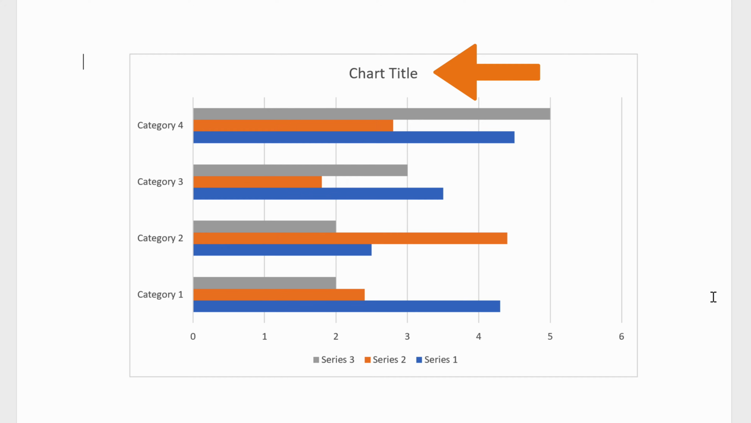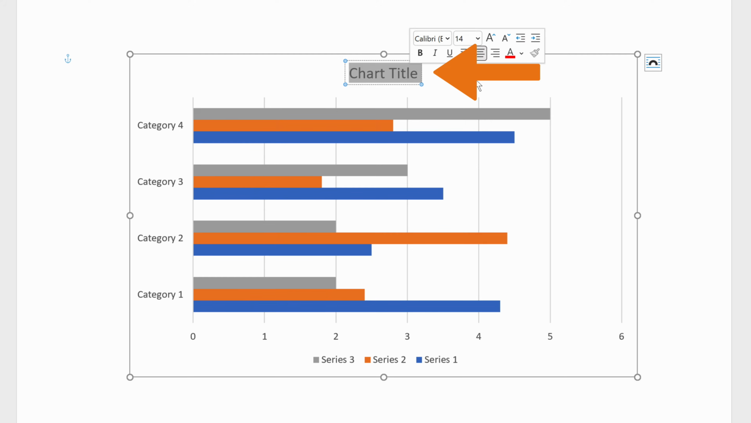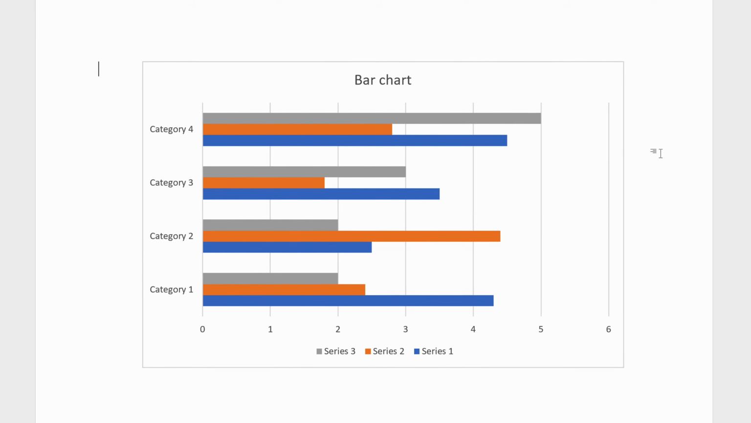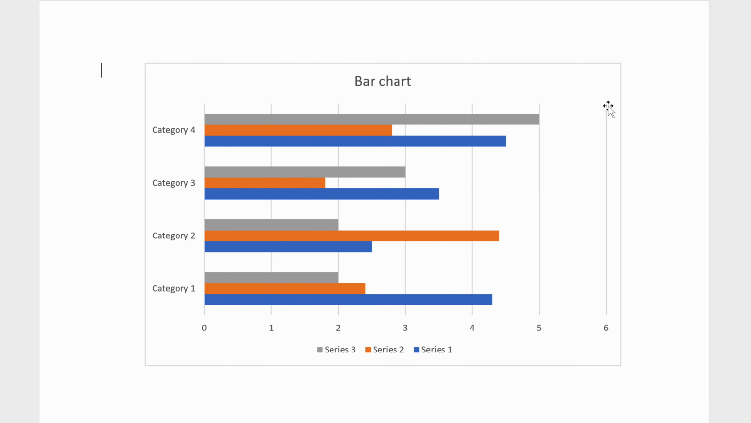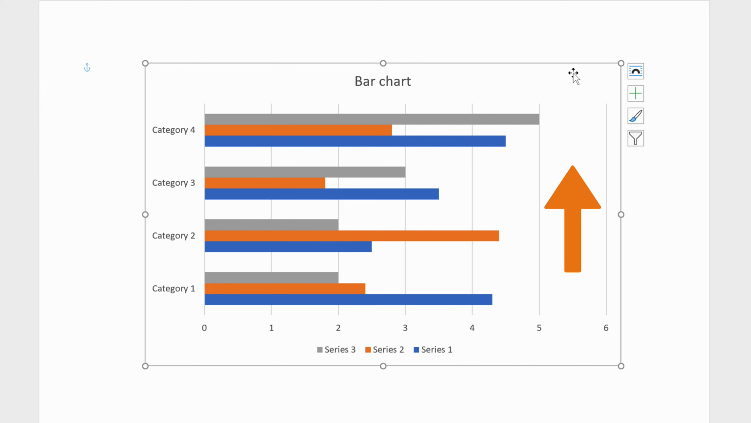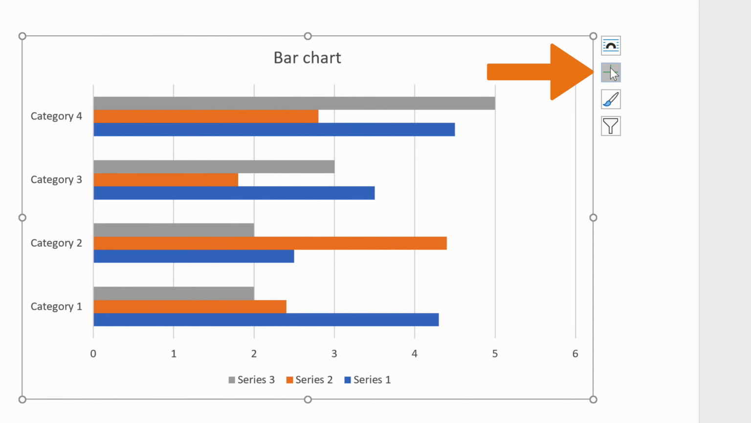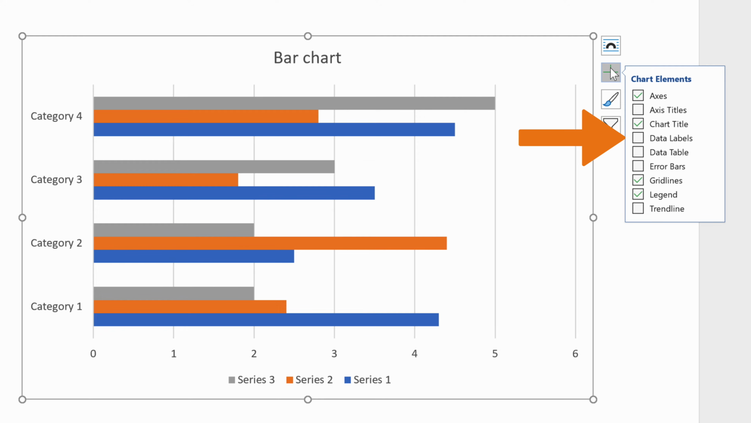The title of the chart contains the caption Chart Title, which you can edit by clicking on the caption and typing your own title. In this video, we are going to name the chart Bar Chart. If you want to add or remove different elements such as chart title, data labels, legend, axes, or trend line, click on a blank space and select the Chart Elements button on the right.